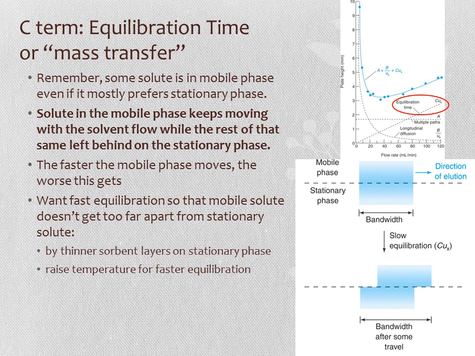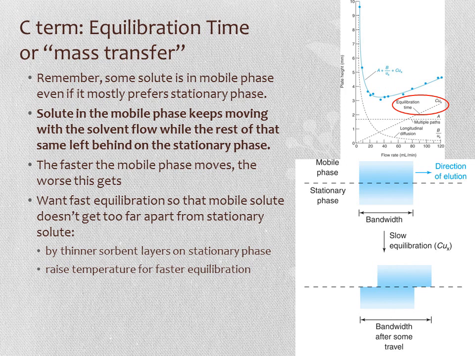Our last term, the C term, describes the equilibration time, or sometimes it's called the mass transfer term. What we need to think about here is that some of our solute, our analyte, is in the mobile phase and some is in the stationary phase. Going back to the mall analogy, what that means is some people who love clothing stores are in the hallway while others are in the stores. What you need to think about is that while somebody is in the store shopping, someone else who's very similar to them, another molecule of the same type, is in the mobile phase of walking down the hall.